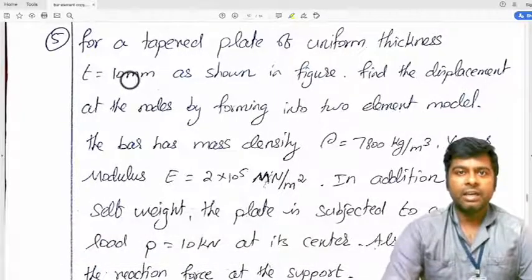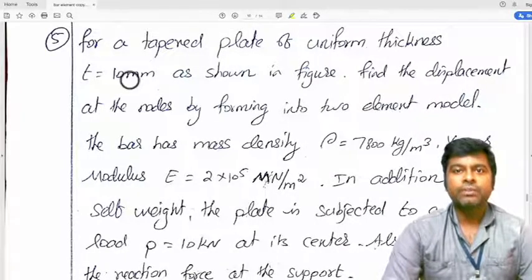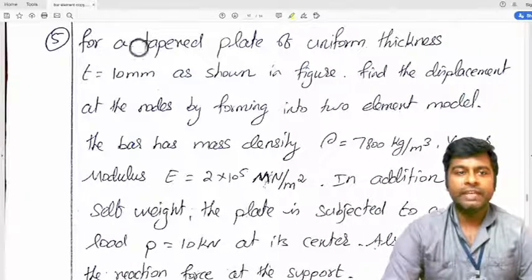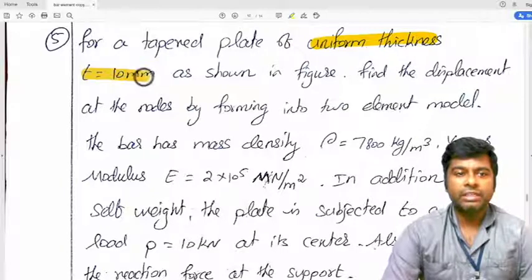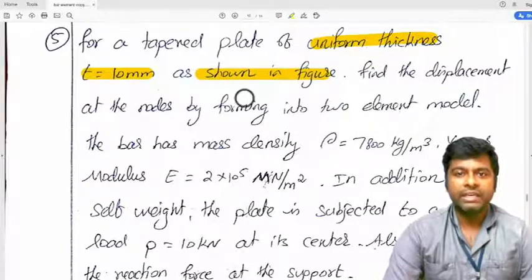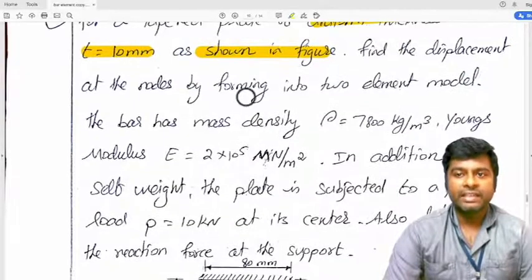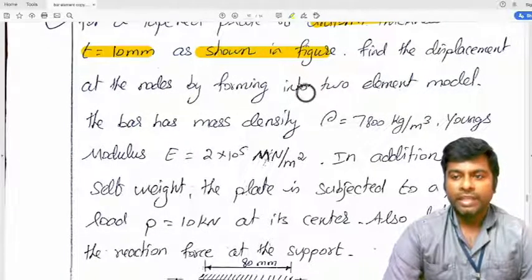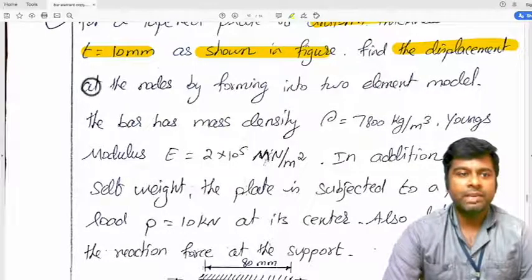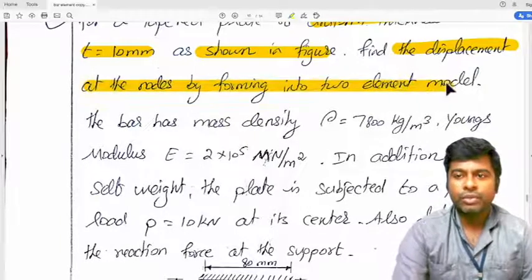Last class, I taught the problem based on a taper bar where element self-weight is neglected. Today, I am going to teach you the problem based on a taper bar where element self-weight is considered. First read the question. For a tapered plate of uniform thickness T equal to 10 mm as shown in the figure, find the displacement at the nodes by forming a two element model.